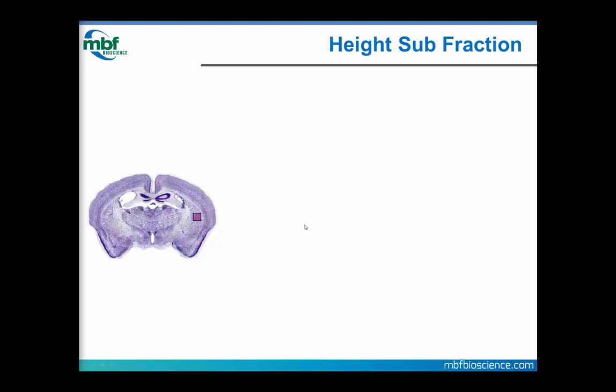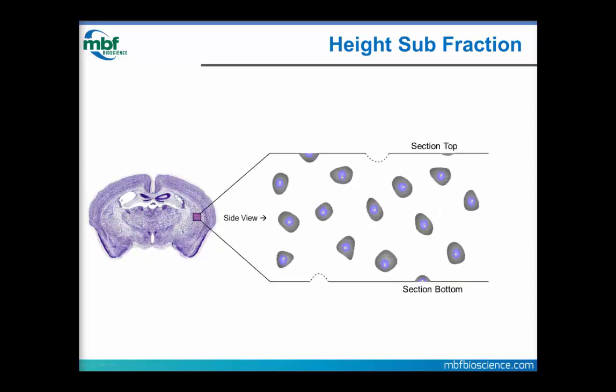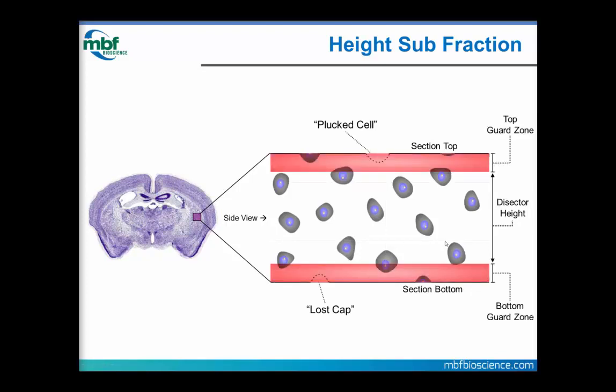Here is an XY view of our tissue. We're going to talk about the height subfraction, so we need to look at the side view. Your dissector height could be the same height as the thickness of your tissue, but there's almost always going to be artifact where the knife cut at the top and the bottom of the section. So the height subfraction is the height of the dissector divided by the average mounted section thickness, and you're going to see that's one of the steps I'm going to be doing during the demonstration with the microscope, is measuring the top and the bottom of the section in order to get this height for the height fraction.